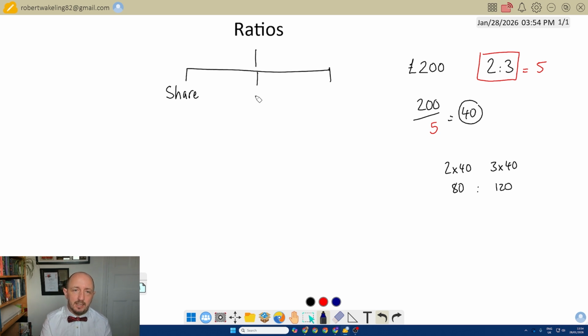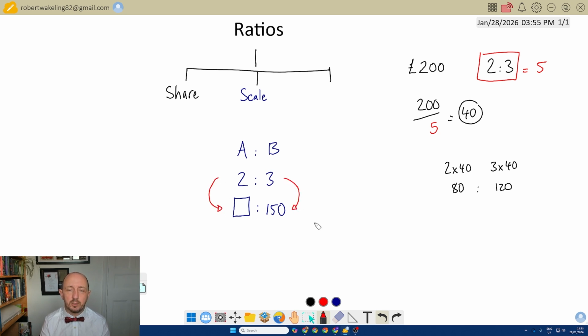The second idea is a scaling question. Okay, we'll stick with money, and they'll say something like Alan and Bob share some money in the ratio of 2 to 3, and Bob gets £150. How much does Alan get? And this is linked to our proportion topic, where we're scaling up by the same amount in order to keep them in the same ratio. So we ask ourselves the question, what do we times 3 by to get 150? If you're ever unsure, divide them. 150 divided by 3 is 50.